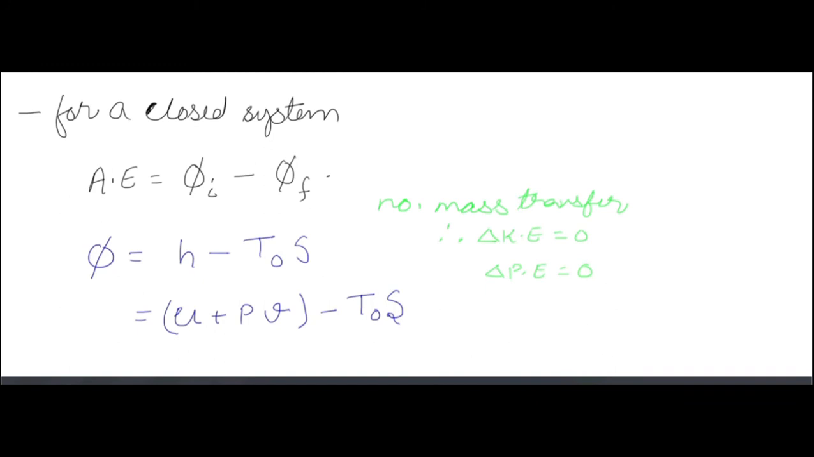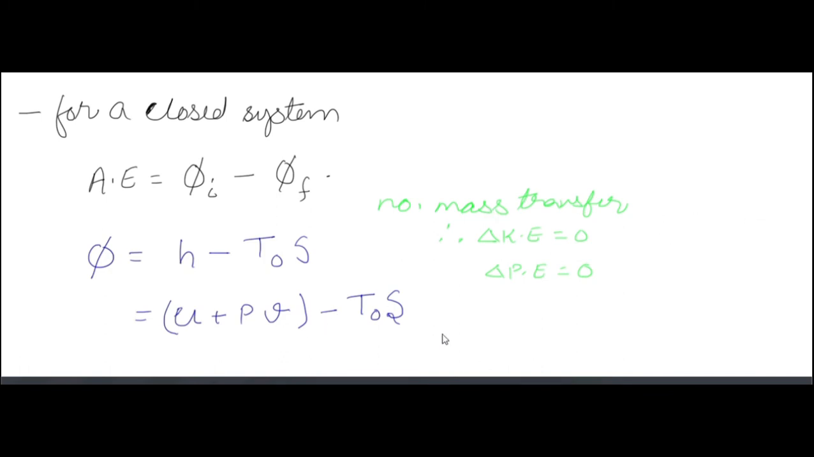For a closed system, there is no mass transfer, so delta KE is equal to 0, delta PE is equal to 0. Thus, we have h minus T naught S. Otherwise, we would have h plus V square by 2 plus gz minus T naught S, that we have in an open system. So for a closed system, we define the function phi equal to h minus T naught S, because there is no mass transfer, hence kinetic energy and potential energy changes are 0.